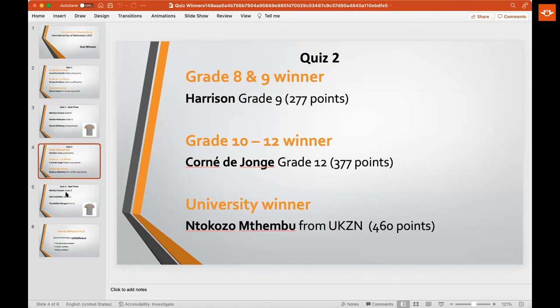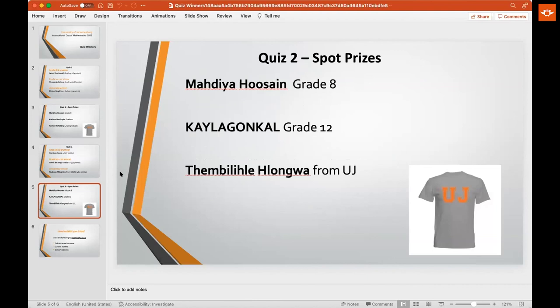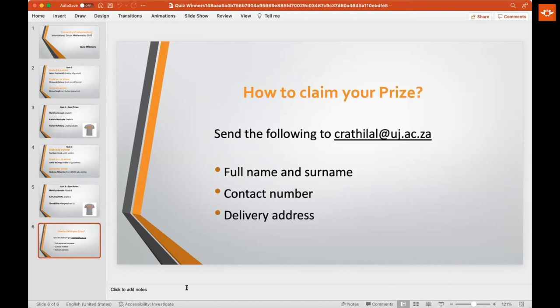For the spot prizes, we've got Madia from grade 11 again, we've got Kay from grade 12, and Tembelihle for the university category. Well done to all of you guys, and well done to everyone who has participated. Thank you so much to Dr. Craig for running this quiz, to Dr. Robinson for creating the quiz, and the details that you would need to email to claim your prizes are shown on the screen, but I'm sure Dr. Ratilal is going to talk more about that. Thank you for joining, and well done to everyone who participated in the quiz.